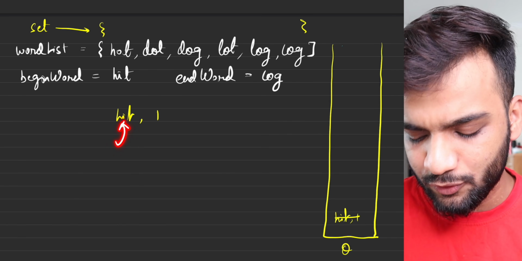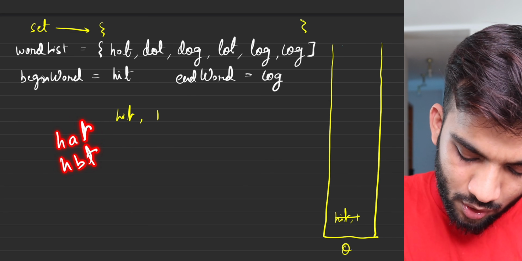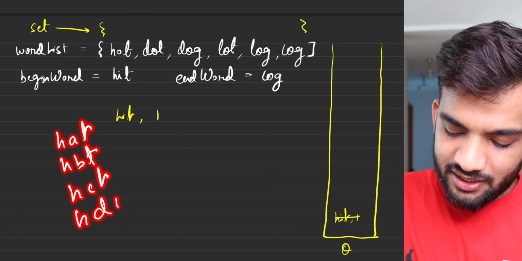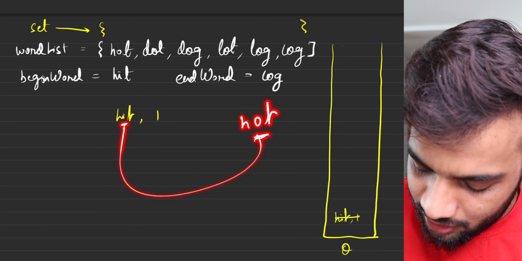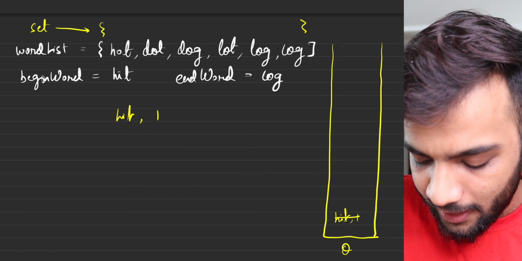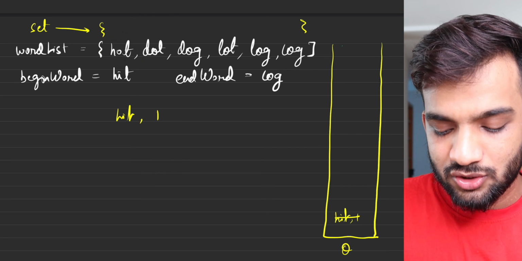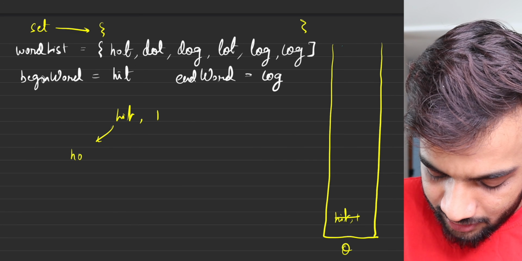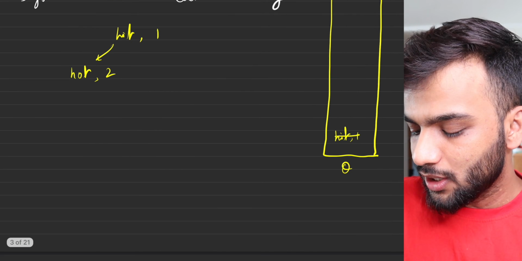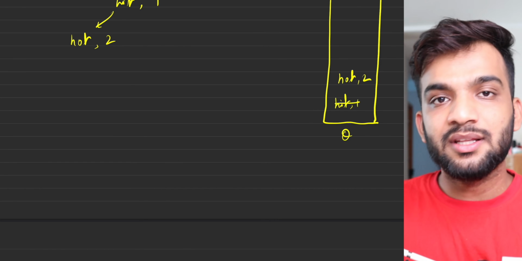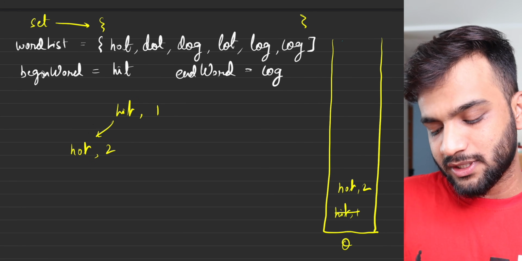Next, I'll move to the next alphabet, I, and I'll be like HAT, does it exist? No. HBT, does it exist? No. HCT, does it exist? No. HDT, does it exist? No. I'll keep on doing that, and at HOT, when I convert this I to O, I see that hot does exist over here. So I'll take this and convert it to O, and that will be a sequence length of 2. So I'll put that into the Q data structure, saying this is of sequence length 2. So HIT got converted into HOT with a sequence length of 2.